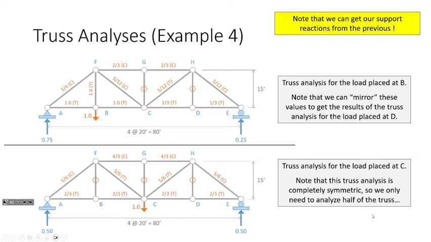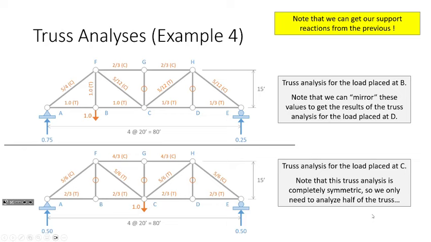This is the load at C, and if you look at this structure, it's completely symmetric. It's symmetric with respect to load, geometry, boundary conditions, whole nine yards. So with this one, I could probably start here, analyze halfway over, and then just mirror the results over. So I don't need to do the whole thing. And with this one, this is the load at B. If I were to take the entirety of the results and just mirror them, that would be the results for the load at D, right? So if I was smart about it, I don't need to do it again. I could just mirror those results, okay?